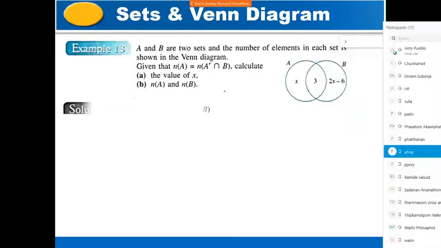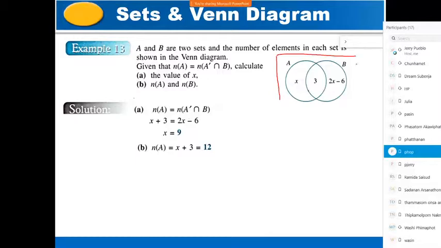Now the rest of this I will give you, because we don't have much time now. Let's do an example with sets A and B. Let's say you are given this diagram. I put a rectangle here. This is x, and this is 3, and then 2x minus 6 here. Find the value of x.